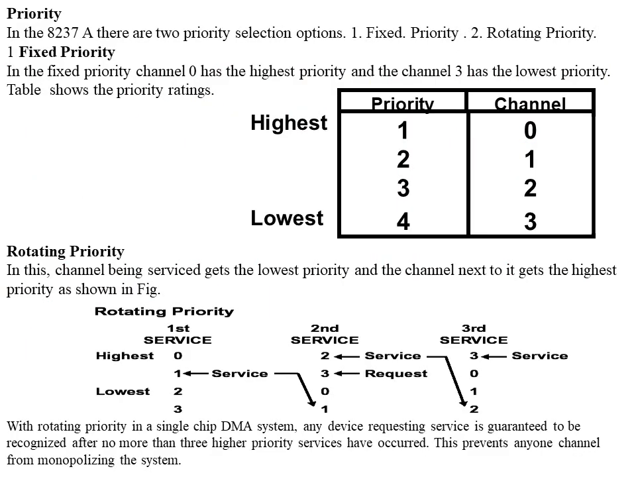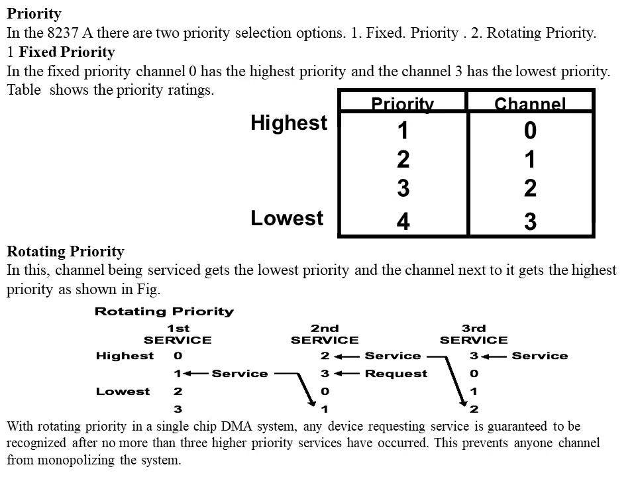Now we are representing the priority. We can operate this IC in two different modes: fixed priority and rotating priority. Suppose these are channels 0, 1, 2, 3, and we are using only one 8237 IC. In fixed priority, we assign channel 0 as the highest priority and channel 3 as the lowest priority. That means in fixed priority, channel 0 is the highest and channel 3 is the lowest priority.